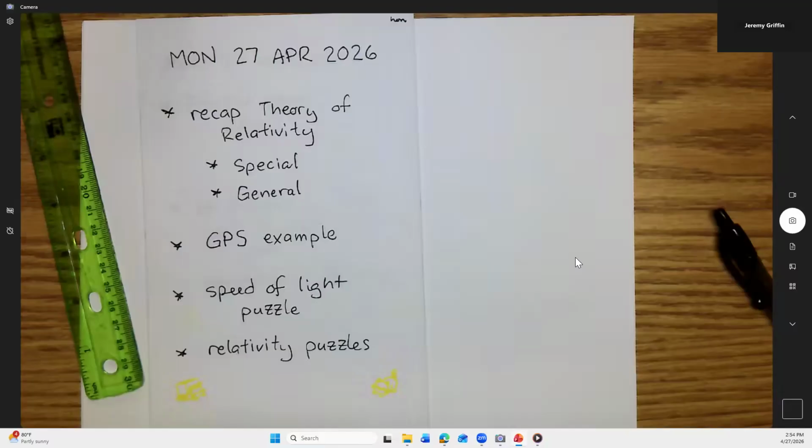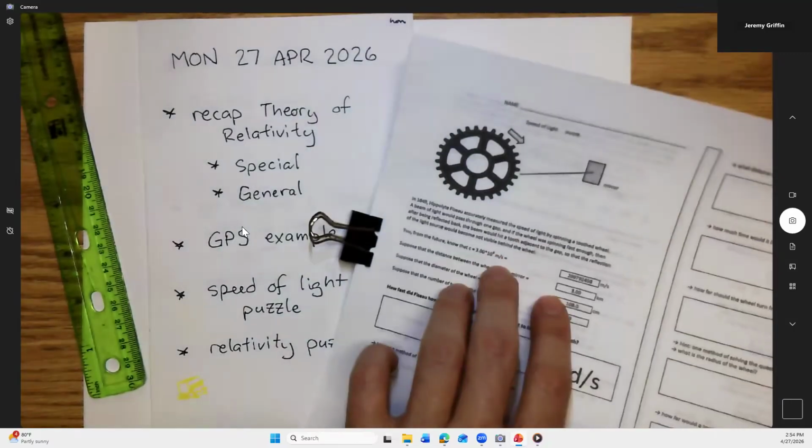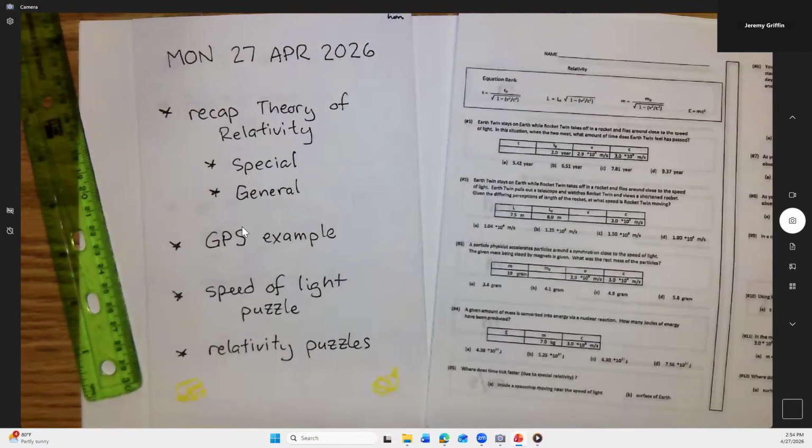So that is a recap of some new concepts you saw. I'm giving you the rest of class today, and I'll see where you are by the end of class on both the speed of light puzzle and also these relativity puzzles.